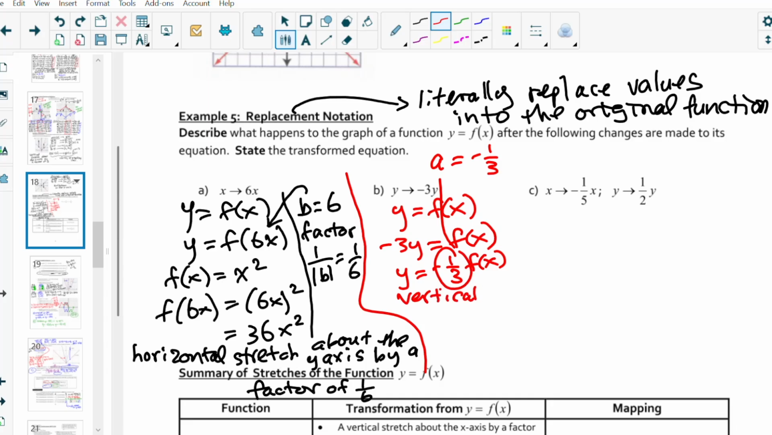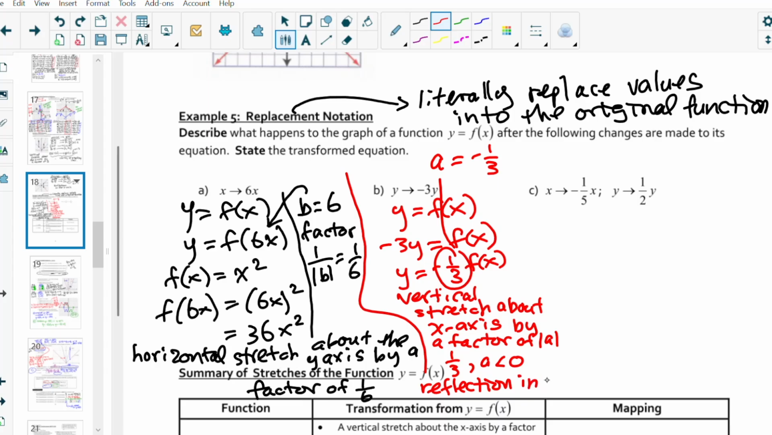Okay, so this is a vertical stretch about the x-axis, okay, by a factor of absolute value of a, so the factor is 1/3, but then a is less than 0. There's also a reflection in the x-axis. Okay, two things going on.